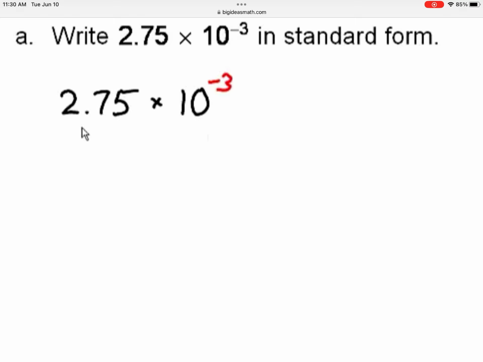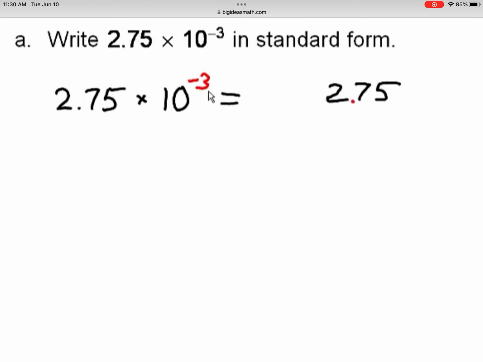To write a number in scientific notation in standard form, write the first factor and use the exponent to determine where to move the decimal point of the factor. So let's write this factor, and now look at the exponent. The exponent tells you how many places to move the decimal point and which direction. Because the number here is 3, we move the decimal point 3 places, and because it's negative, we move to the left. If it were positive, we would move to the right. So move 3 places to the left.